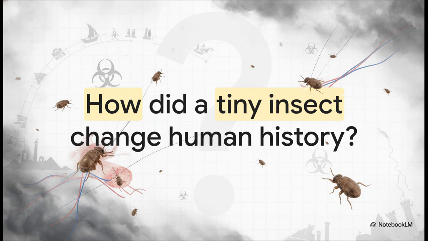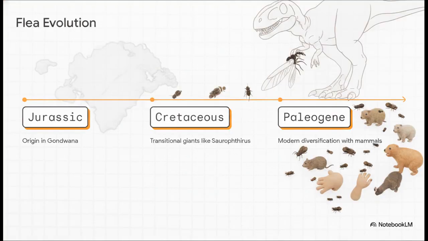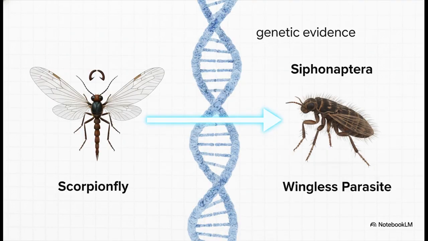Way, way back. These guys didn't just appear overnight. Their origin actually traces all the way back to the supercontinent of Gondwana during the Middle Jurassic period. As we move up the timeline into the early Cretaceous, we start seeing these massive transitional giants like Saurolophus. And then finally, rolling into the Paleogene period, we see a massive diversification of modern fleas as they adapted to hang out with mammals. Now, if you're a scientist, you'd classify them under the order name Siphonophora.